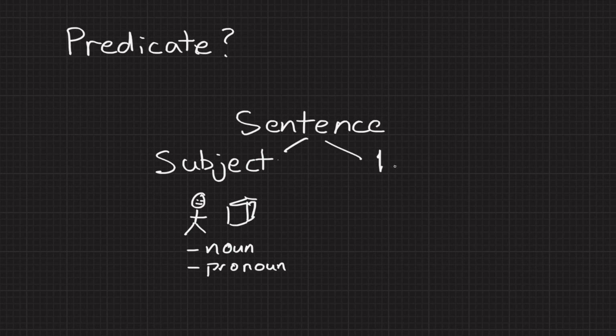The second part of the sentence is the predicate, 述語. And this is everything that is not the subject. So it's always a verb plus other things like objects, indirect objects, complements. Anything else needed to complete the meaning of the sentence is the predicate.